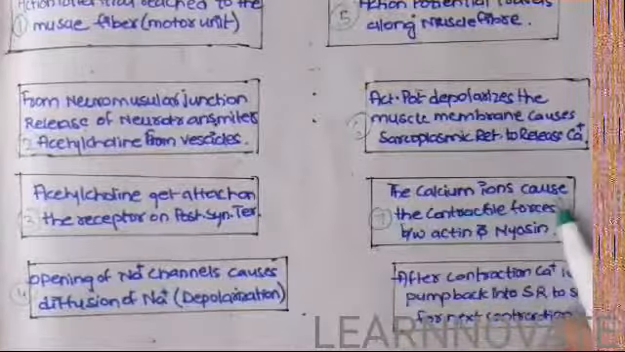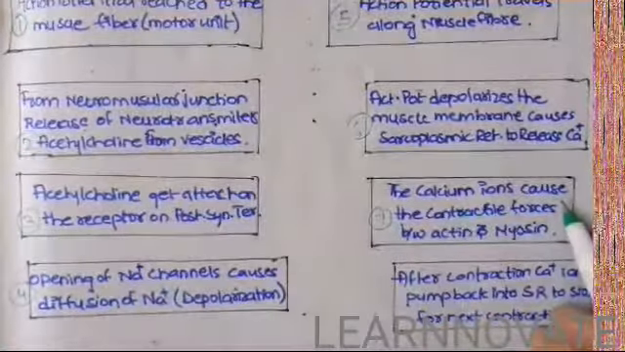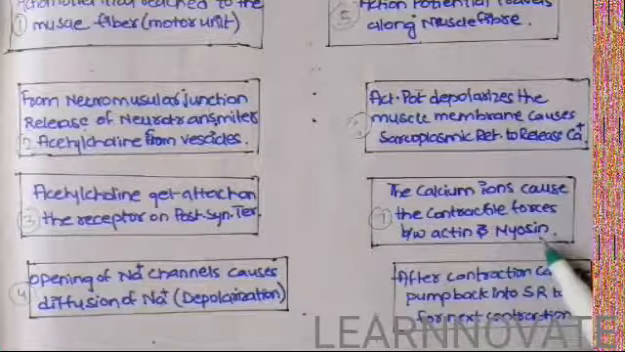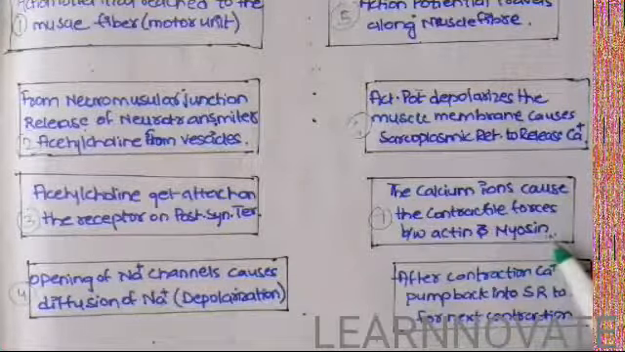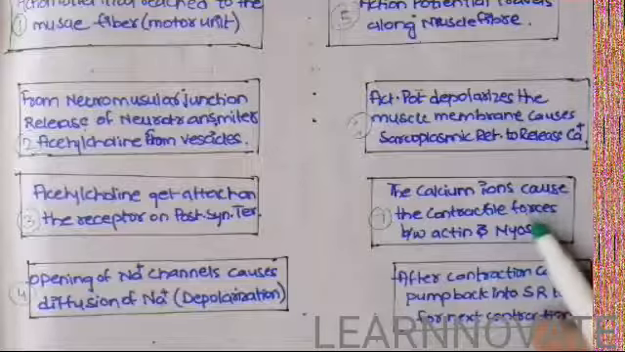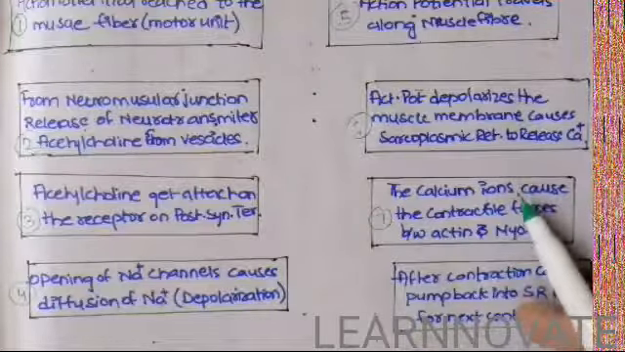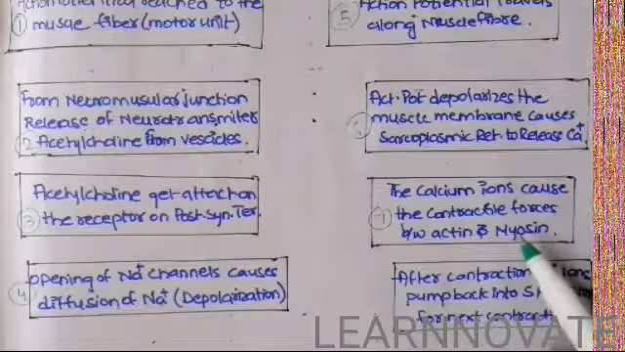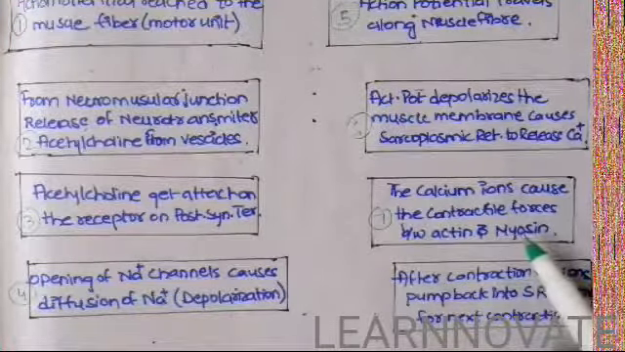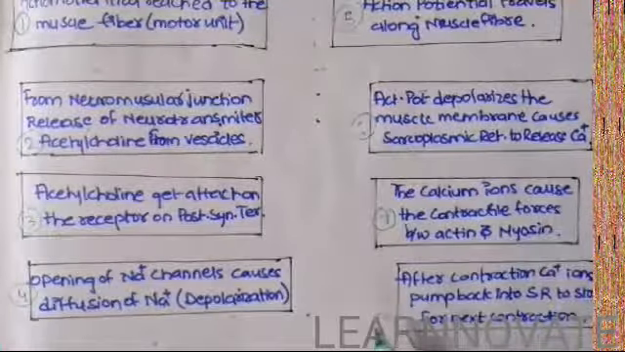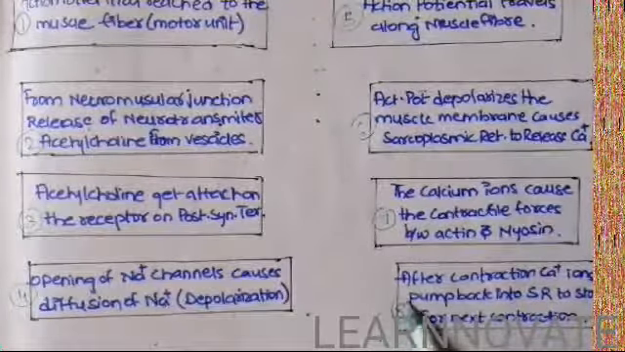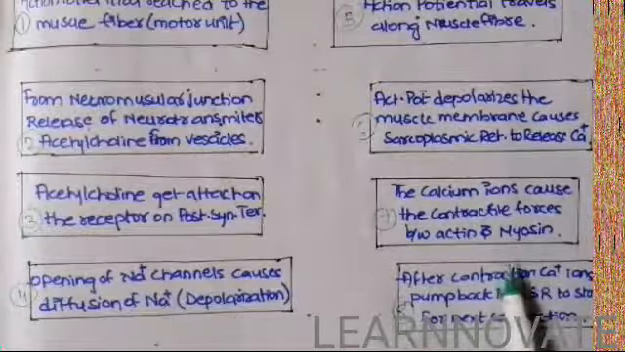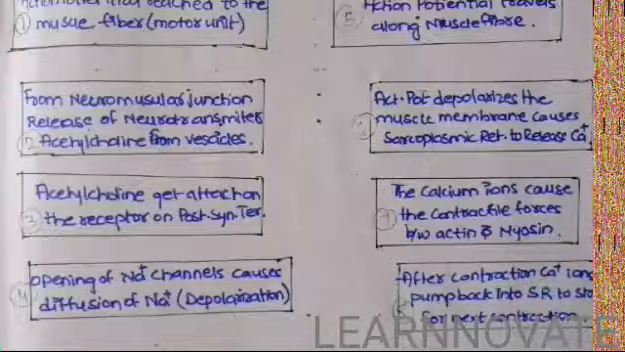These calcium ions cause the contractile forces to be generated when more and more action potential is generated because of the increased amount of calcium ion. So the calcium ion is responsible for causing the contractile forces between the actin and the myosin, which are the major units for muscle contraction. At the eighth step, the last step of muscle contraction, this calcium ion leads to the contraction of the actin and myosin, and there will be a muscle contraction.